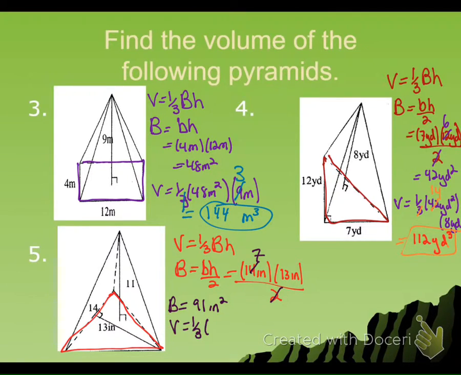Volume equals 1/3. It's going to be 91 inches squared times, what's the height of the whole figure? 11 inches. So you're going to do 91 times 11 divided by 3. 333.6 inches cubed.